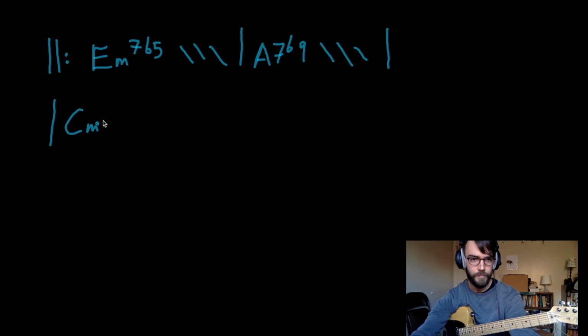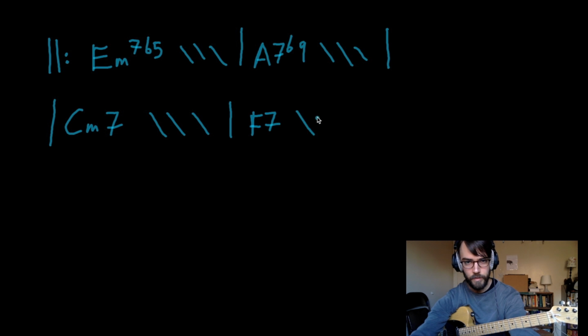For this one, we're going to use the opening bars of a jazz standard called Stella by Starlight, just for fun. So E minor 7 flat 5, then it goes to A7 flat 9, so we got an alternate dominant chord there. Then we go to C minor 7, and then F7. It continues on from there, but we're just going to loop this for our example.